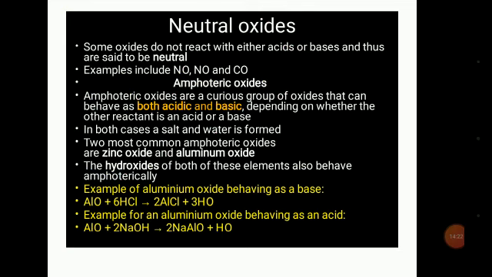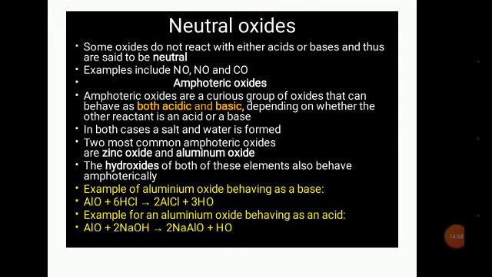group of oxides that can behave as both acidic and basic, depending upon whether the other reactant is an acid or a base. In both cases, a salt and water is formed. Two most common amphoteric oxides are zinc oxide and aluminium oxide. The hydroxides of both of these elements also behave amphoterically.